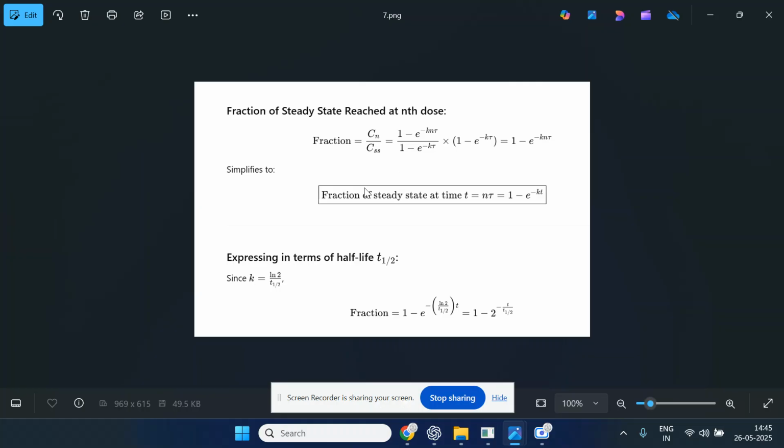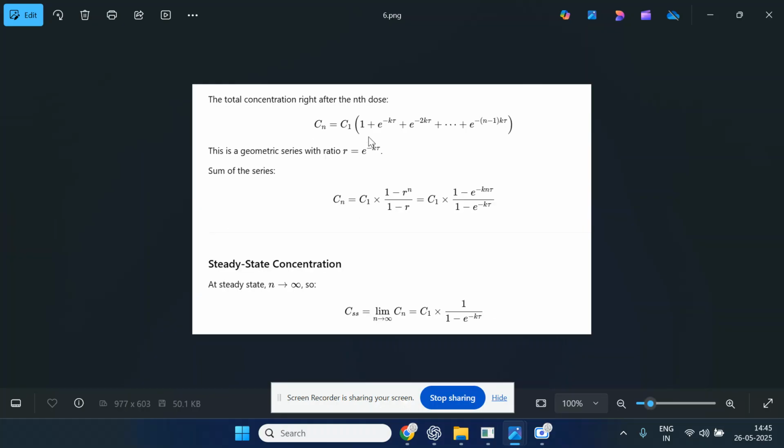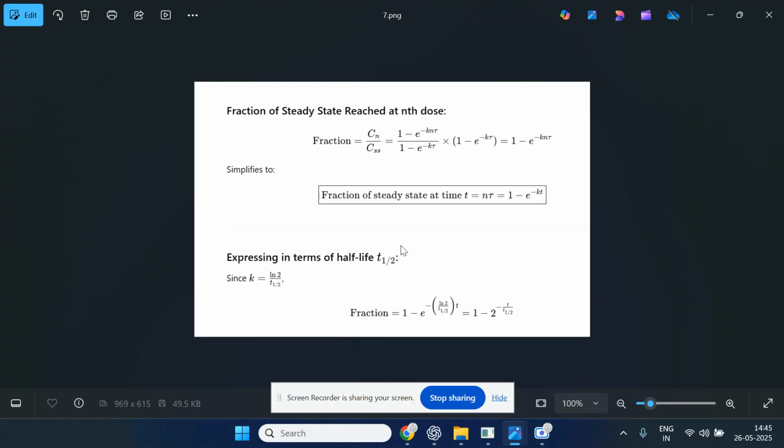So if we take the ratio of Cn and steady state concentration, we will get from this equation 1 minus e to the power minus nkT. So in this equation you can see that the fraction of steady state that we have achieved at time t is equal to 1 minus e to the power minus kt.